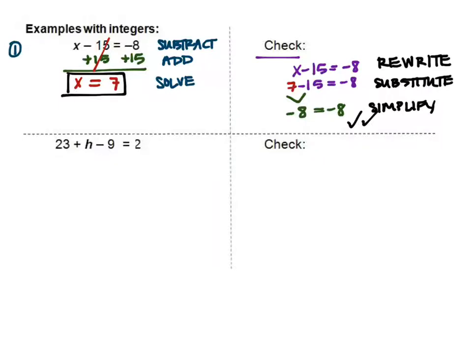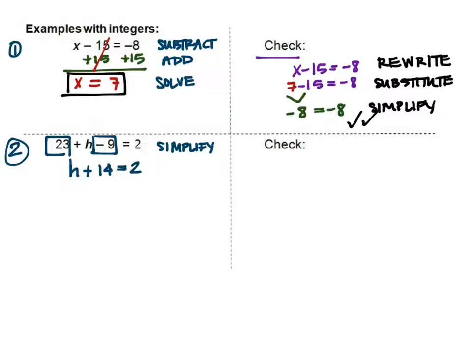Our example number 2 we're going to move on to is 23 plus h minus 9 equals 2. So we're going to want to simplify by combining like terms, and the 23 and the negative 9 can be put together to give ourselves h plus 14 equals 2.